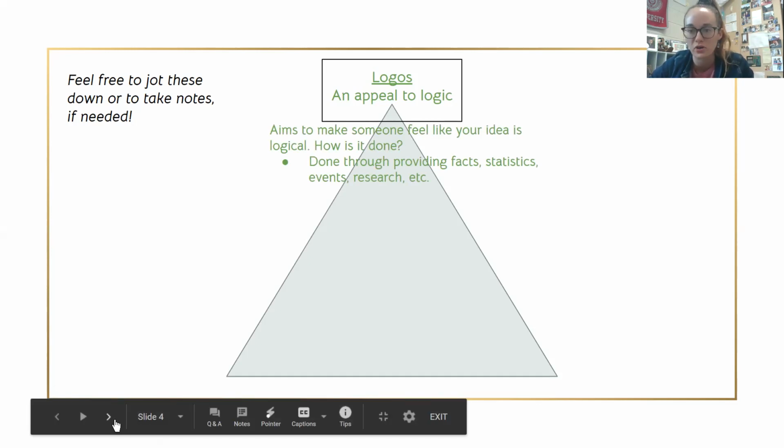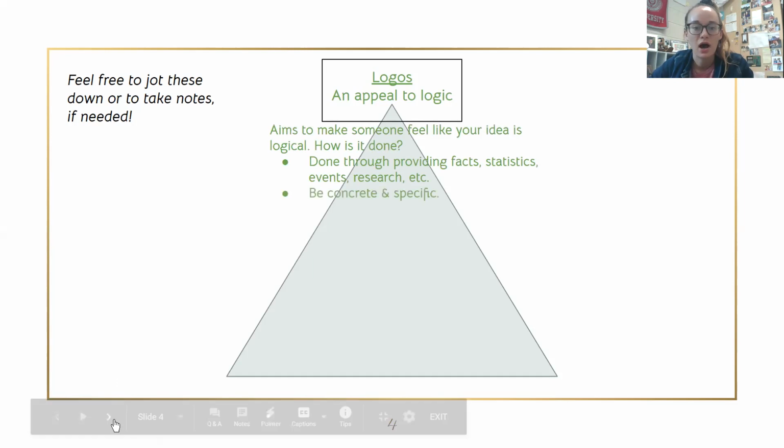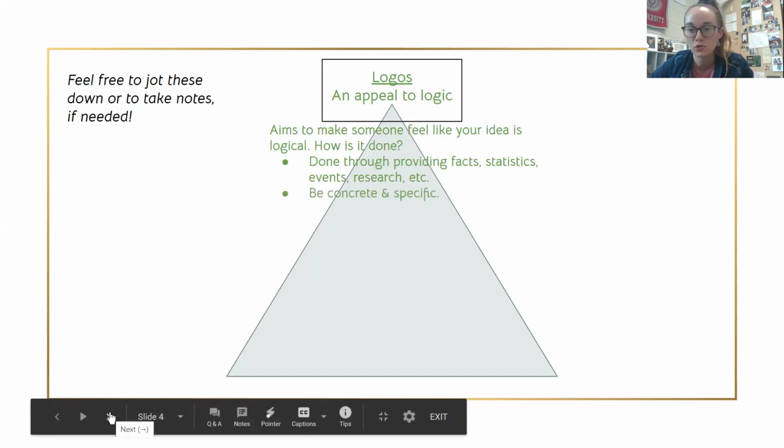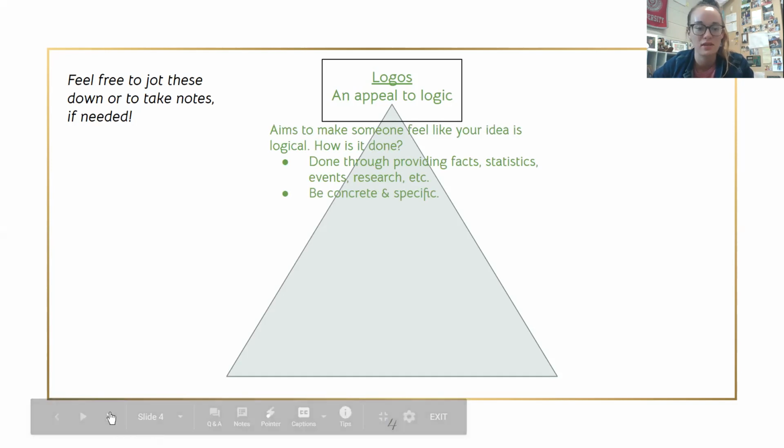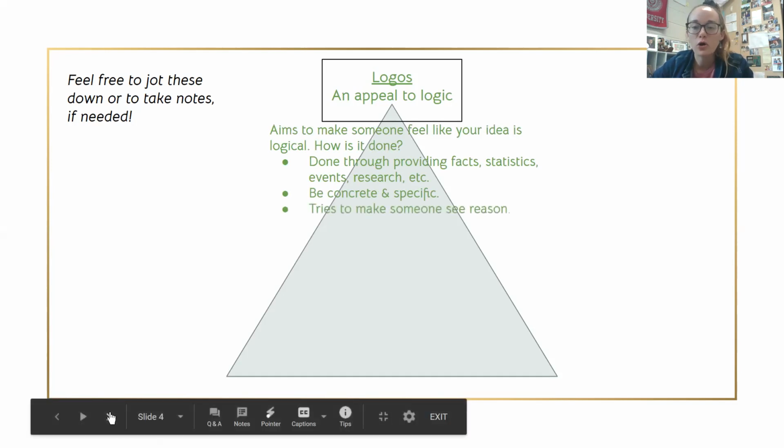If someone's a logical person, they need the facts. You want to be concrete and specific. You don't want to be vague. If you're trying to win someone over logically, that's just not something that you want to do. And logos ultimately tries to make someone see reason through evidence and facts.